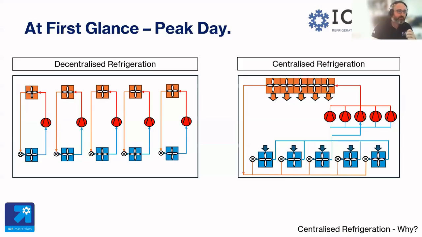So, the first order problem, peak day. Now, if we look at this, is there going to be any significant difference in performance, in efficiency, and duty between a decentralized system and a centralized system at peak day? And let's keep things simple. There's no significant difference in an ideal cycle in the peak day.